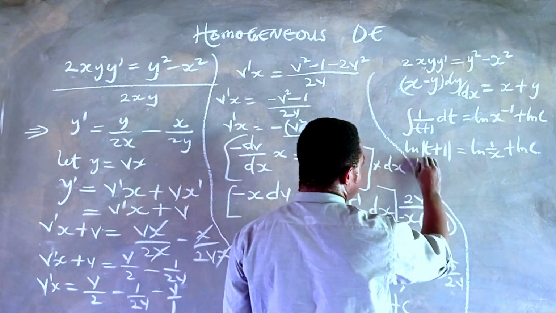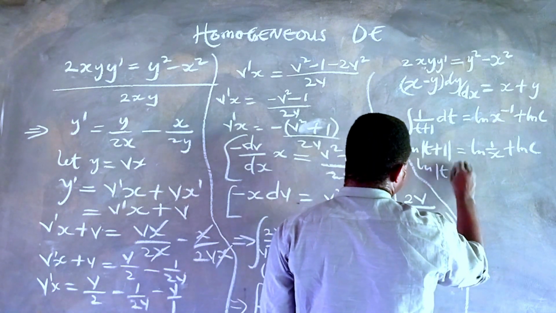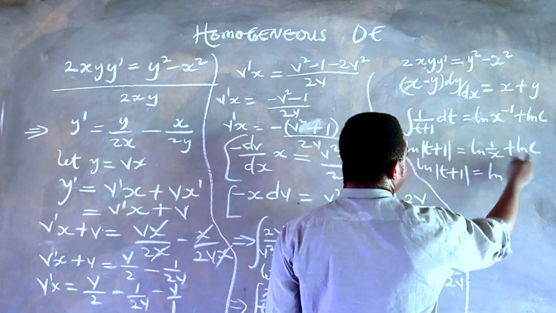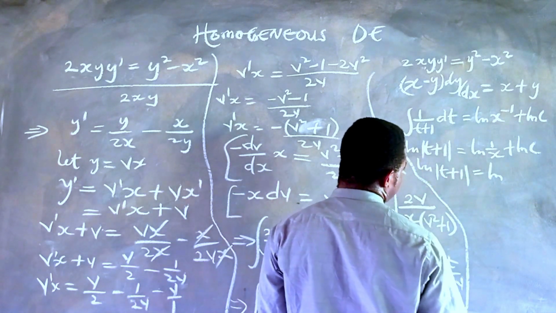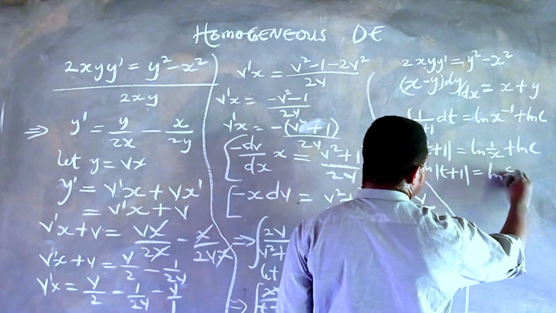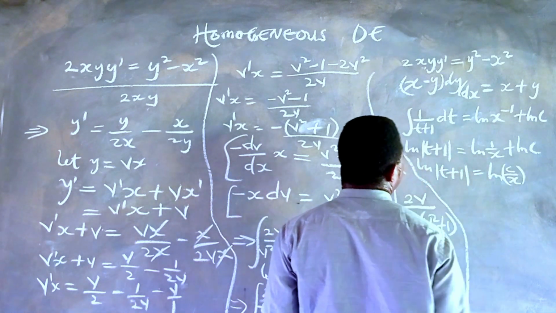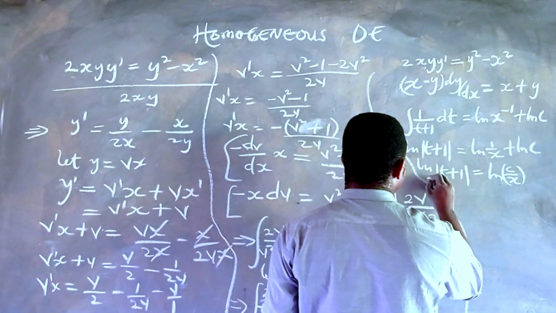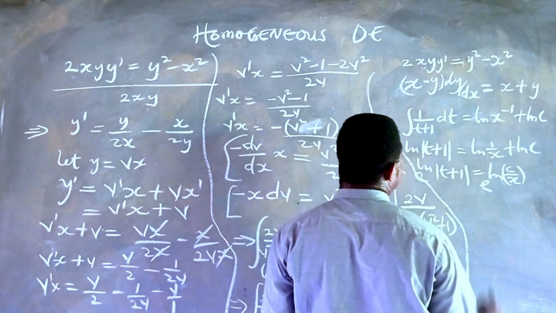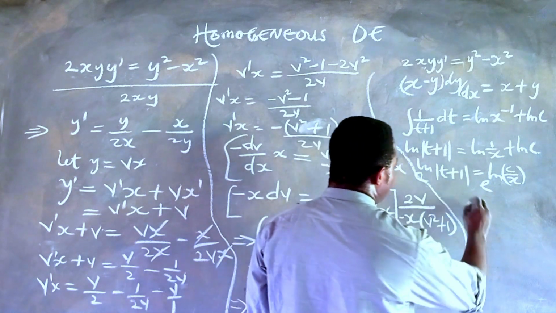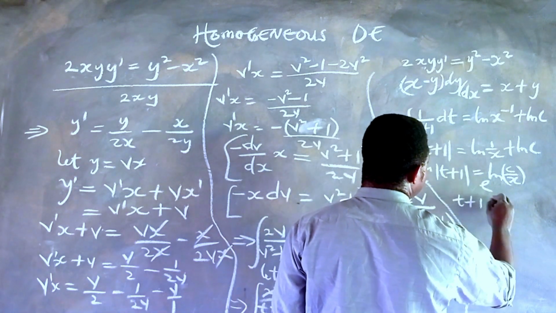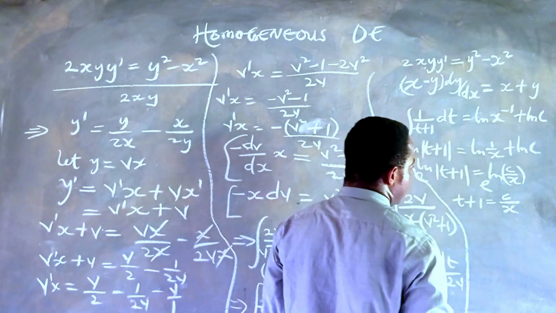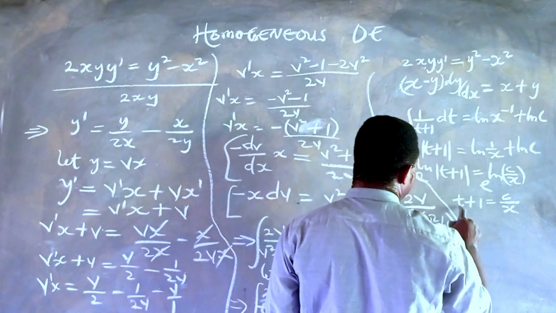I hope you agree with that. x raised to power negative 1 is 1 all over x. So we have ln of t plus 1 is equal to, let us combine this. The rule of logarithm states that if you are adding up logarithms like that, you can take the product, right? So we have ln of c all over x. I'm going to take the exponent of both sides at this point to get rid of the natural logarithm. So we have t plus 1 equals c all over x, right?